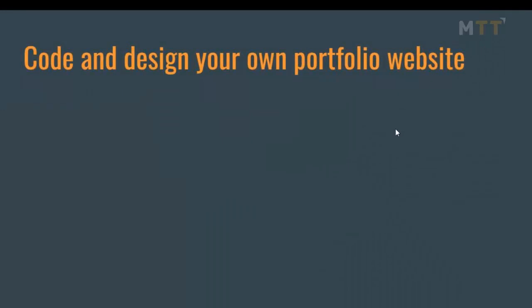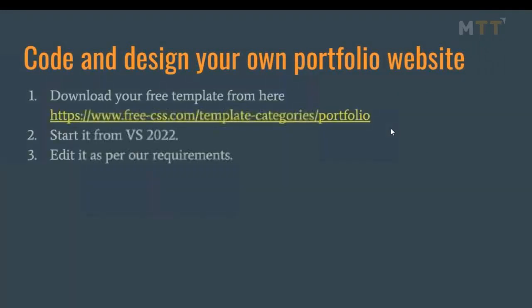Code and design your own portfolio website. We are not at all going to code anything from scratch. Not only me or you, anybody, they won't code anything from scratch. What do we do? We have a lot of templates available on the internet. There are many free templates, there are many paid templates. So we pay $5, $10, these are all business secrets. We pay $5 or $10 and we purchase a template. Then we take the template in our Visual Studio and we start editing it as per the requirement.